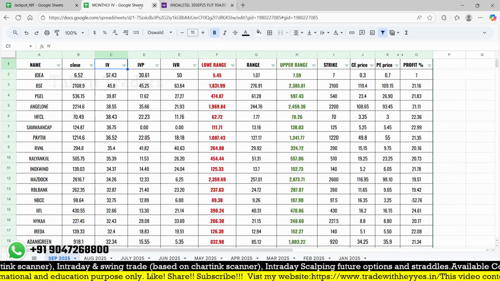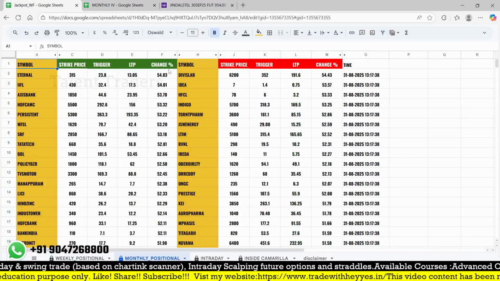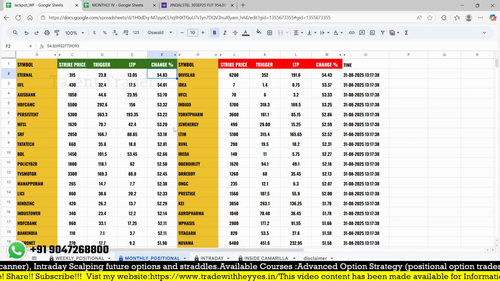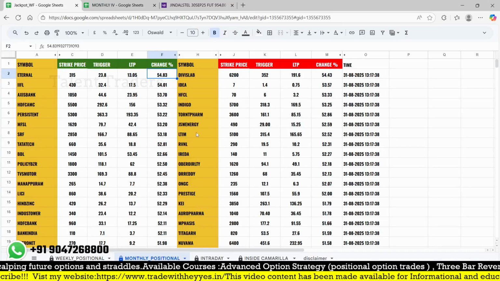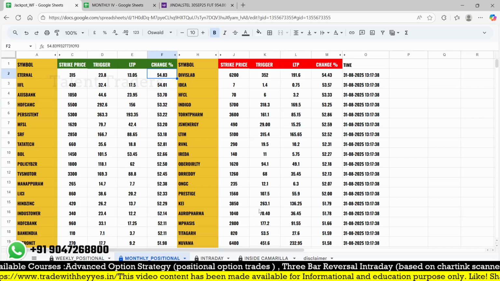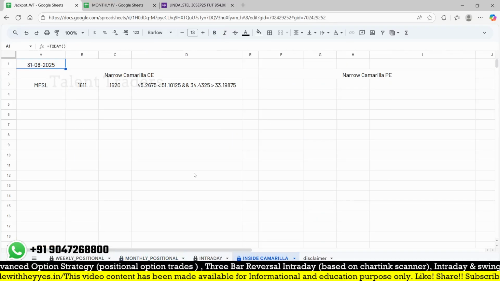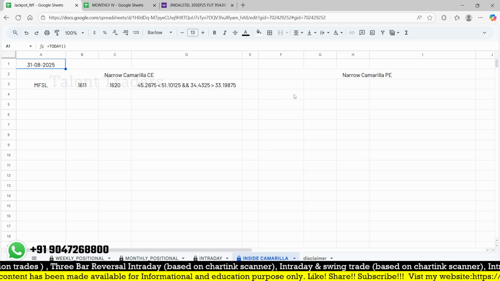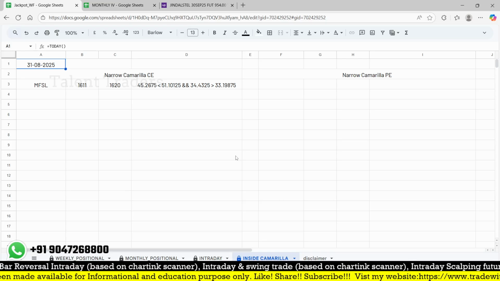Okay, so let me check this, and we have started. We don't have any stocks here. Those who are already watching our sheet may be getting last month's data, and now it is updated here for the month of September. In inside Camarilla, we have only a few stocks, and this is also for a breakout on the Camarilla R4 level on a daily basis.